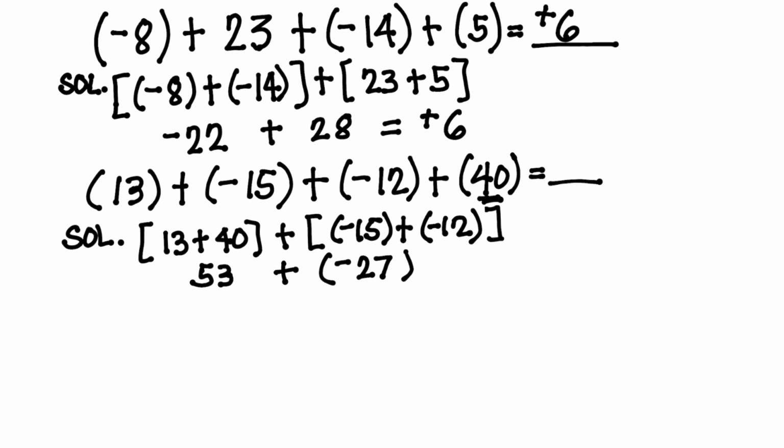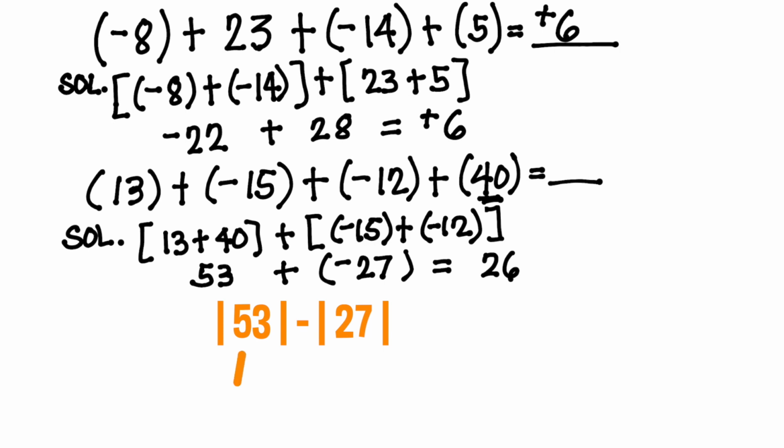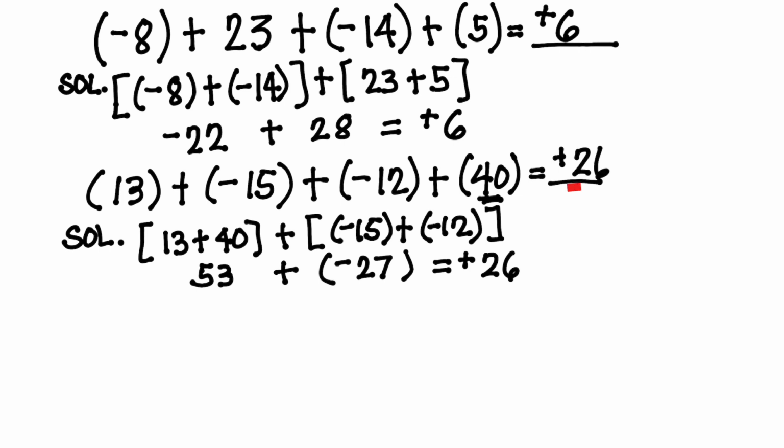Okay, now following the rule, if we are adding numbers with different signs, we just subtract. Okay, so we subtract 53 minus 27. So, that is 26, right? So, in that case, ano magiging sign? Positive. Kasi mas malaki yung absolute value na 53 kaysa absolute value na 27. So, we have here positive 26. So, in that case, ang answer natin dito sa ating problem is positive 26 or just 26.